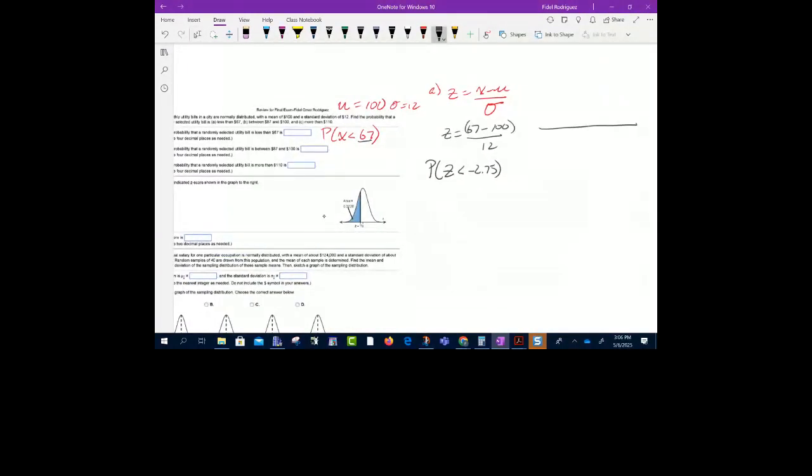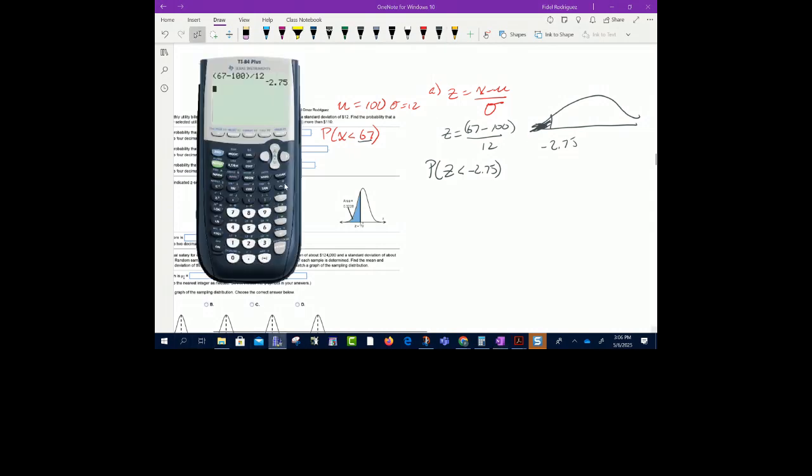Y'all, I'm going to draw you a very rudimentary picture. Right here, negative 2.75. I am looking, my friends, for the area to the left. Aren't we just going to go second vars? We're going to go to number 2. If we're going all the way to the left, aren't we going to start at negative 5,000, comma, negative 2.75? Close that off. Let's hit enter.